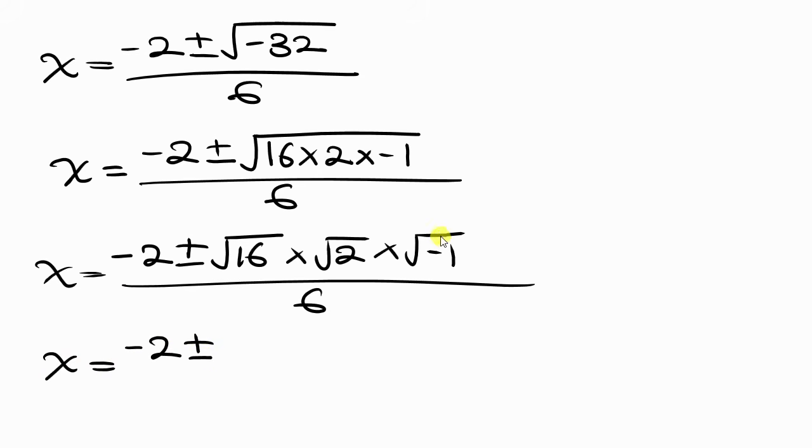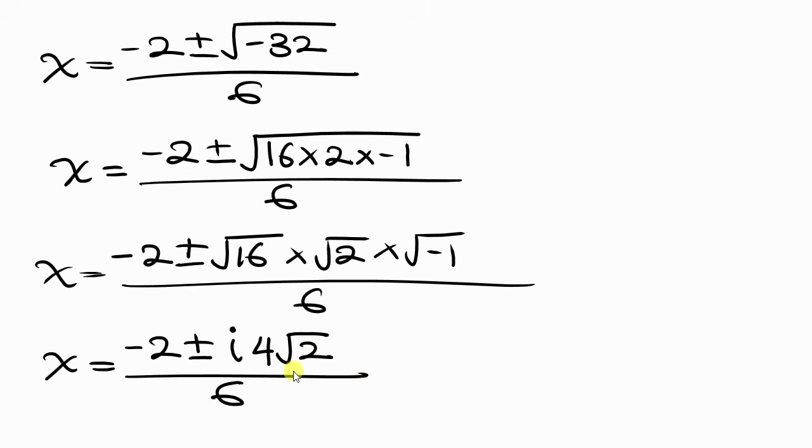Now, I'm going to be doing this first. The square root of negative 1 is i. And the square root of 16 is 4. Then I'm going to be leaving this inside of the radical. So the square root of 2 all over 6.